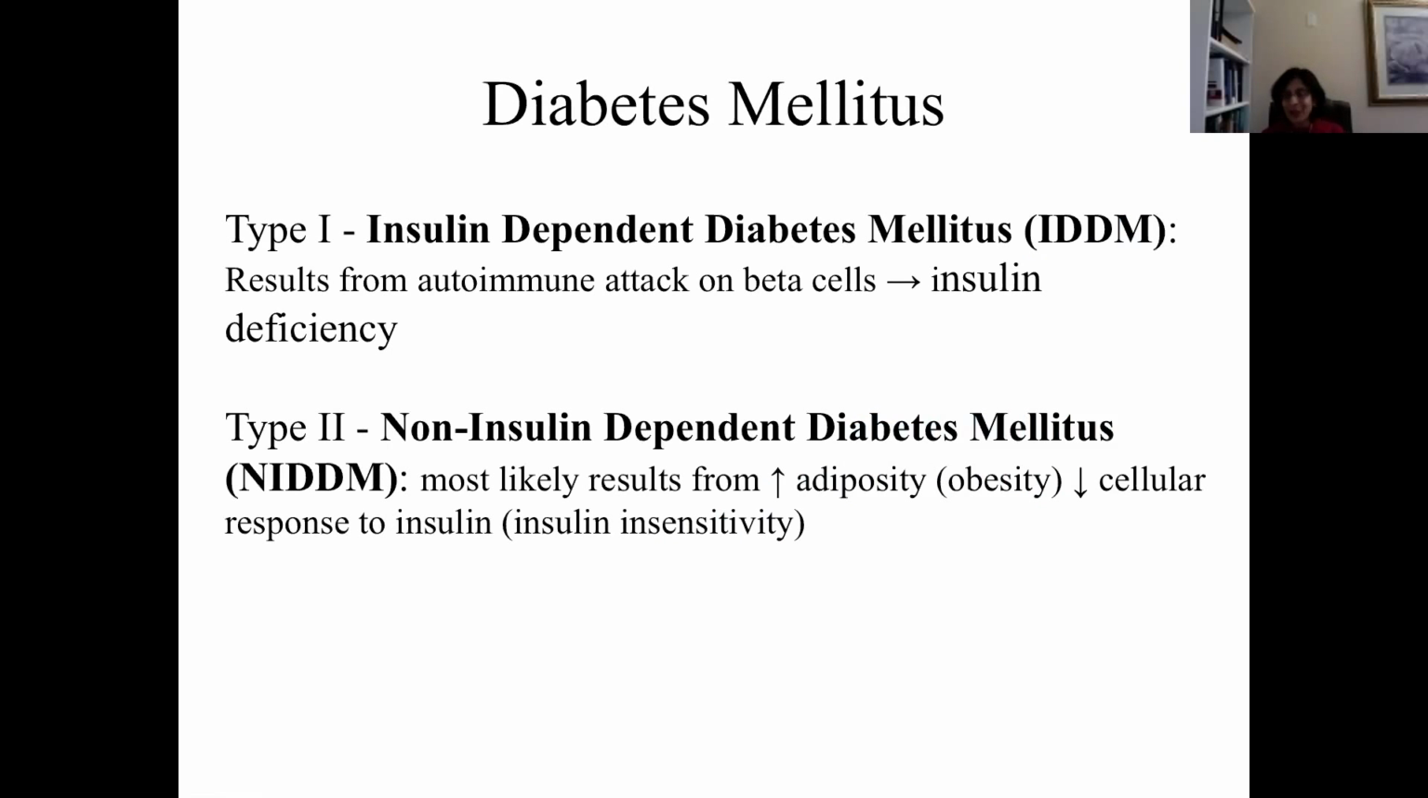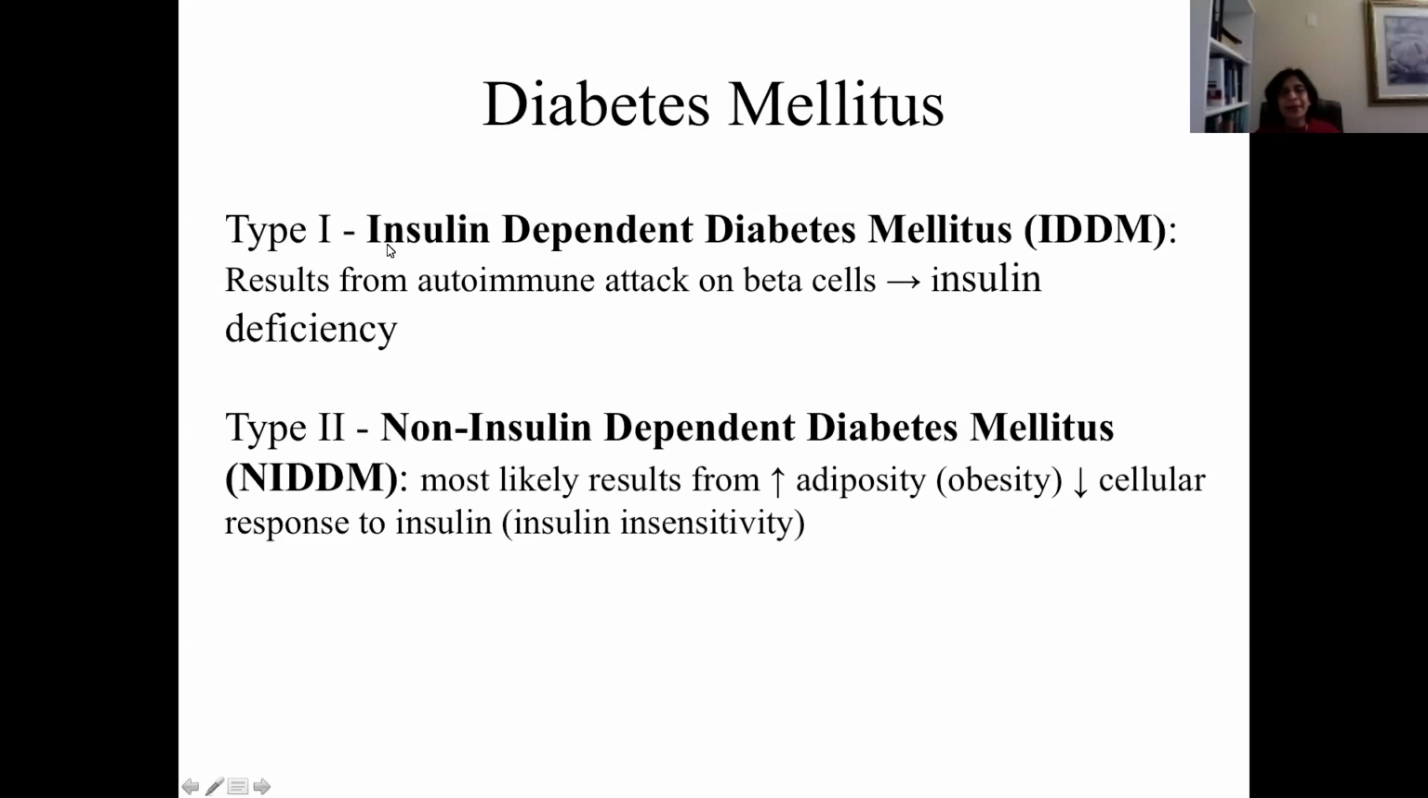There are two major types of diabetes mellitus, type 1 and type 2. Type 1 is also called insulin-dependent diabetes mellitus, IDDM. It used to be called juvenile onset diabetes mellitus. Type 2, on the other hand, is non-insulin dependent diabetes mellitus, NIDDM. All right.